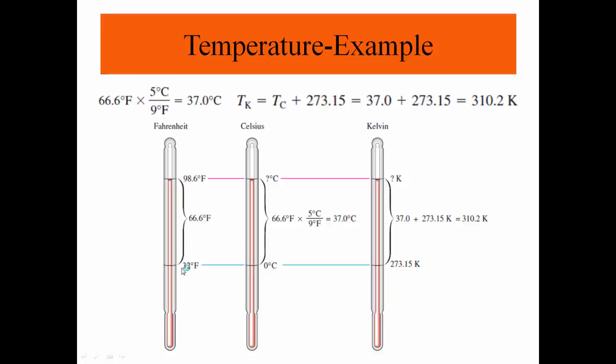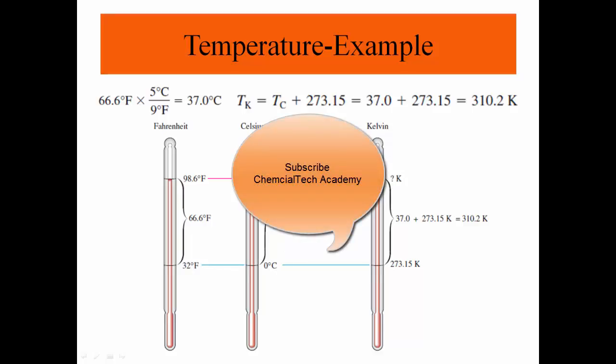So here 32 degree Fahrenheit, here we have 0 degree Celsius. So we just need to add this 37 degrees Celsius to the 0. So the answer will be 37 degrees Celsius. Now we need to convert it to Kelvin as well.